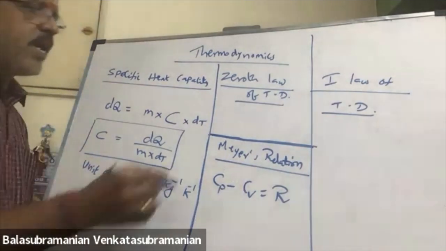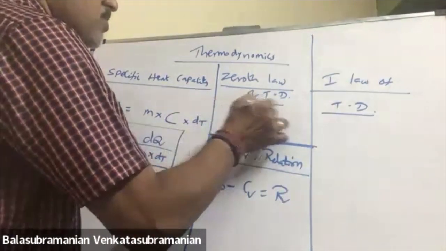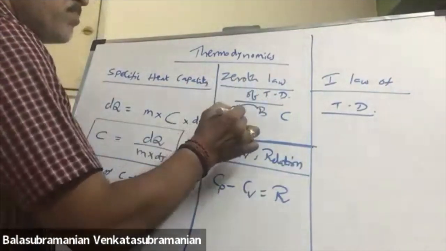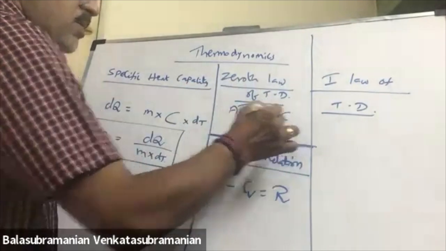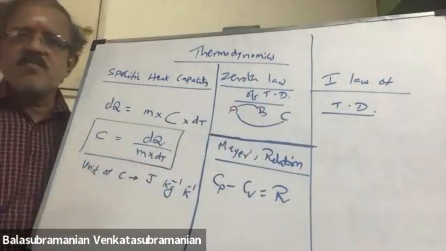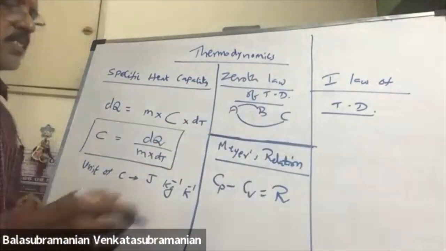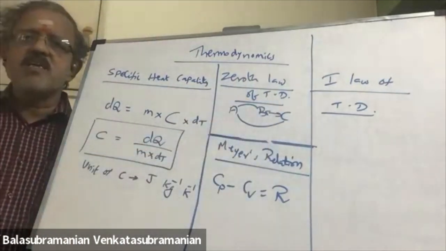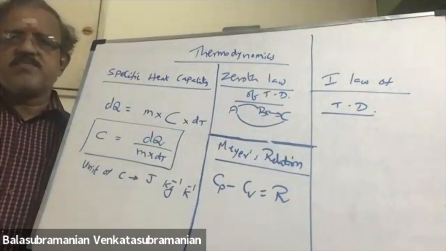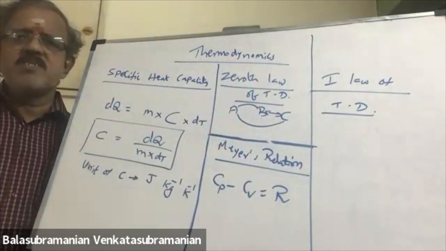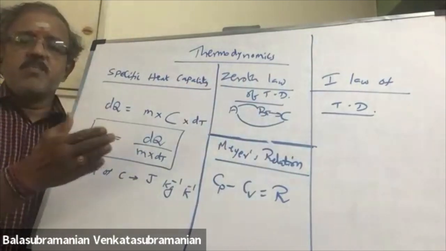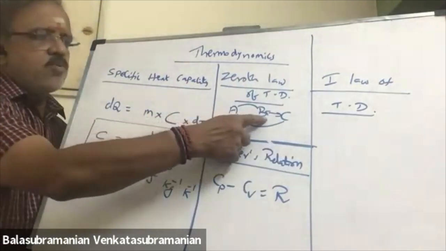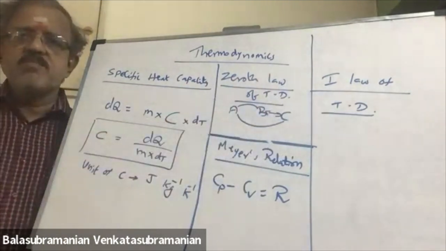So A, B and C, three systems we have. A and B are in thermal equilibrium with one another. A and C are in thermal equilibrium with one another. Then definitely B and C should be in thermal equilibrium with each other. 100%. P1, V1, T1, P2, V2, T2, P3, V3, T3.